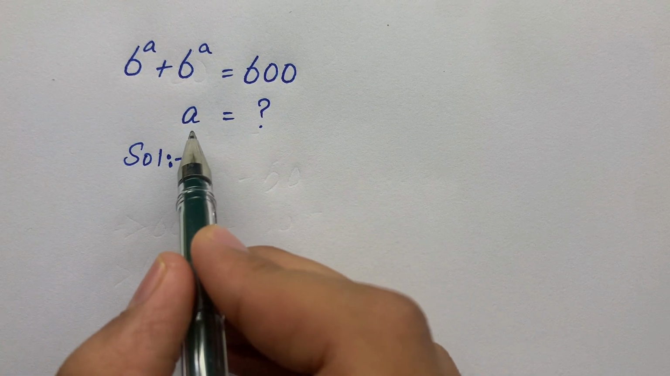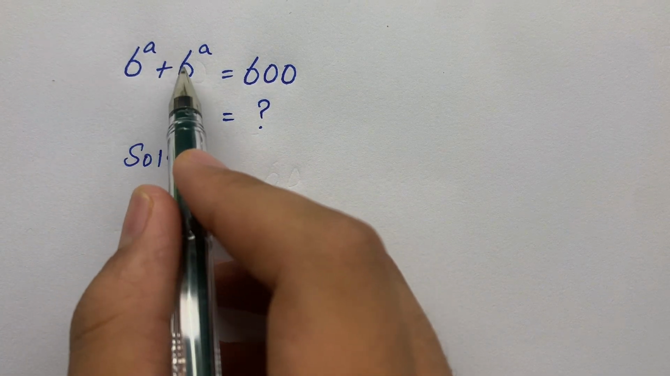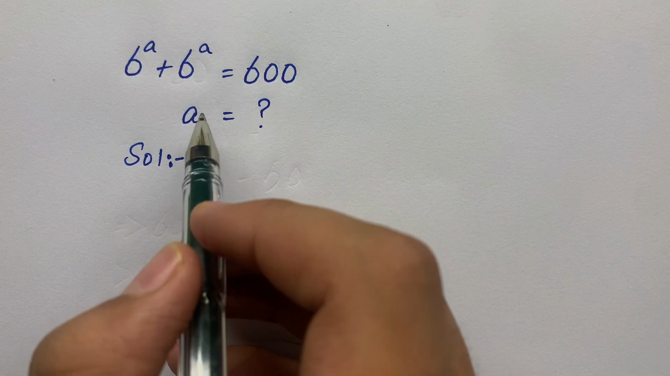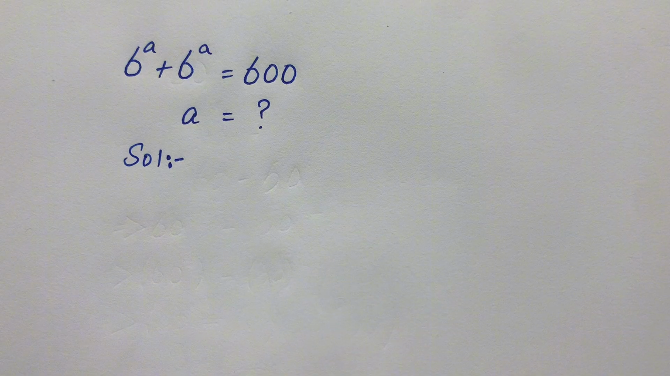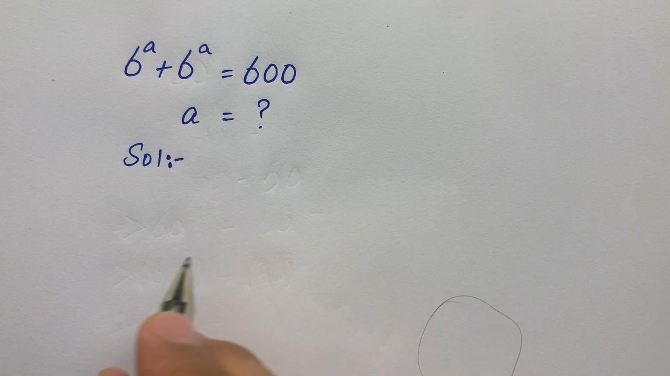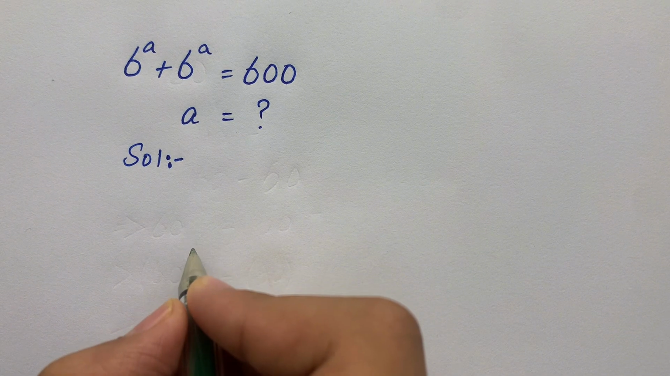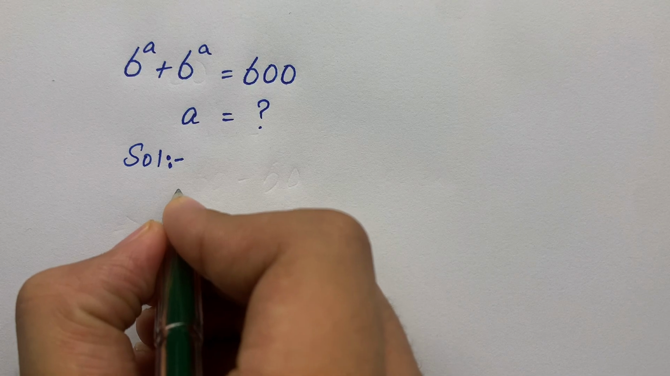In this problem, we are finding the value of a. Our equation is 6^a + 6^a = 600, and we find the value of a in this. We are solving this. Don't skip any part of the video. The middle of the video is so interesting.